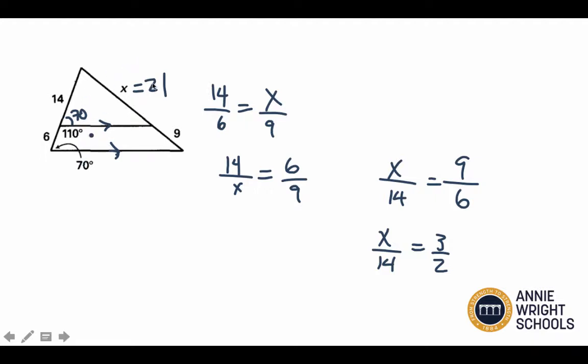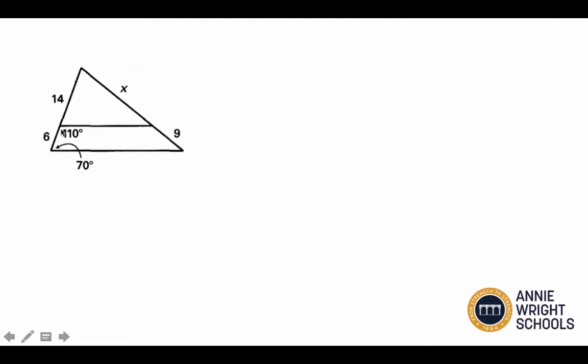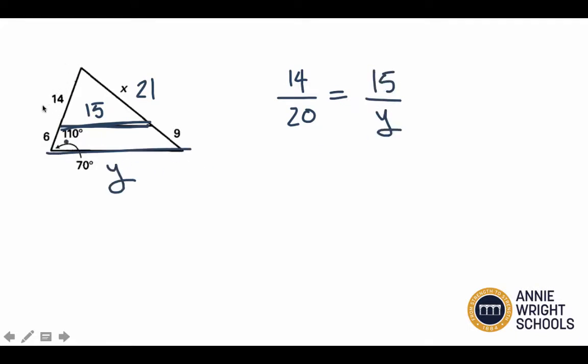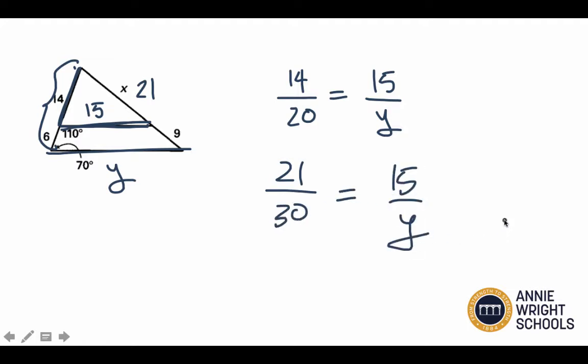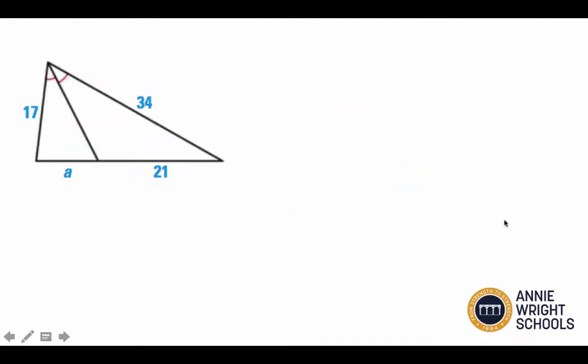Again, let me clear this off. That doesn't mean, if we know this is 21 and I told you that this was 15, you would have to say 14 is to 20, what 15 is to y, and y would be that whole side. So notice whole side 14 is to the entire side 20, or 21 is to 30, what 15 is to y. Good there? All right, let's take another example.